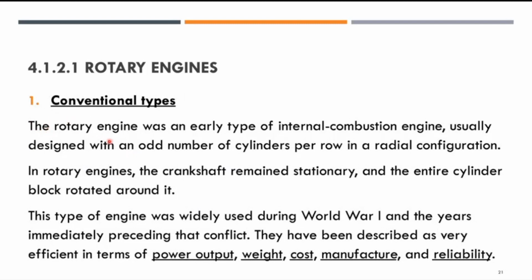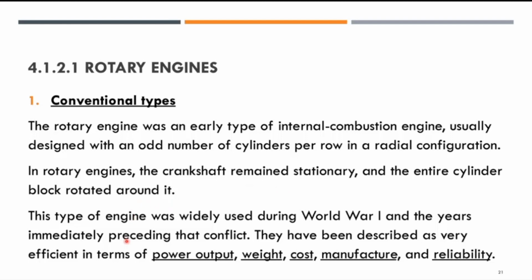The rotary engine, which was an early type of internal combustion engine, was usually designed with an odd number of cylinders, normally 5, 7, or 9 cylinders per row, in a radial configuration. In this type of engine, the crankshaft remains stationary. I will show you a picture of it, and the entire cylinder block rotates around it.